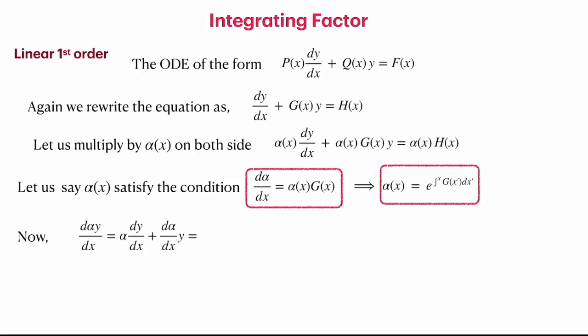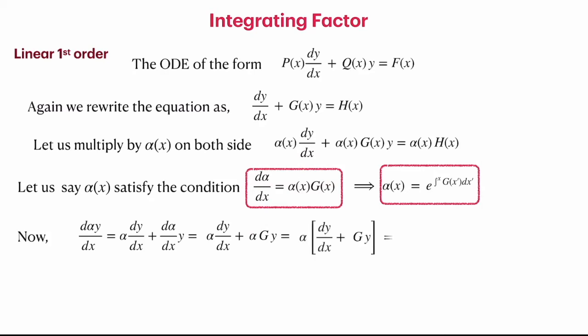Let's show that with this multiplication, the differential equation becomes an exact differential equation. We start with d by dx of alpha times y. We use the chain rule: alpha times dy by dx plus d alpha by dx times y. Now let's substitute d alpha by dx from the constraint which we have obtained, and once we substitute that, we obtain alpha times dy by dx plus alpha times g times y.